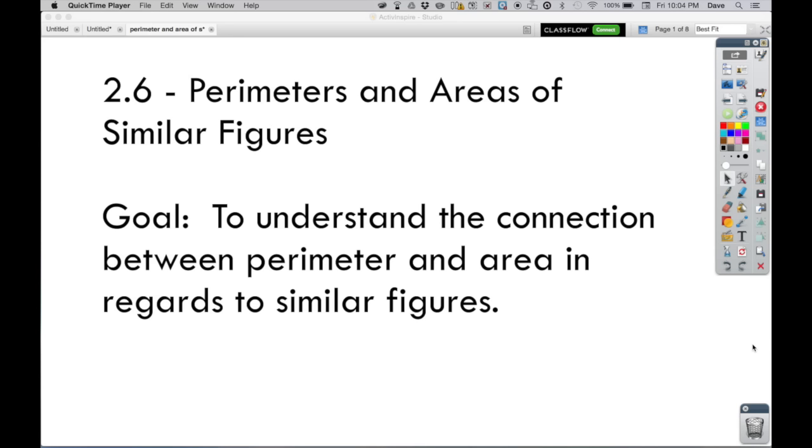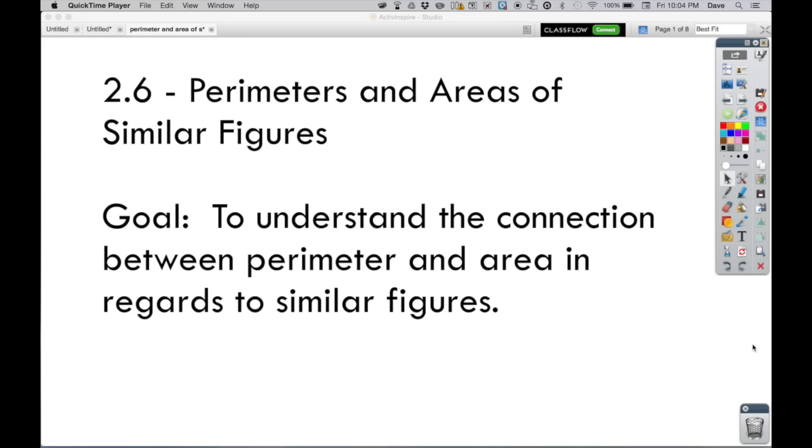Lesson 2.6, Perimeters and Areas of Similar Figures. Your goal is to understand the things we discussed in class in regards to the connection between perimeter and area, specifically in relationship to similar figures. All right, so let's take a look at some of the examples that are similar to the ones we did in class.